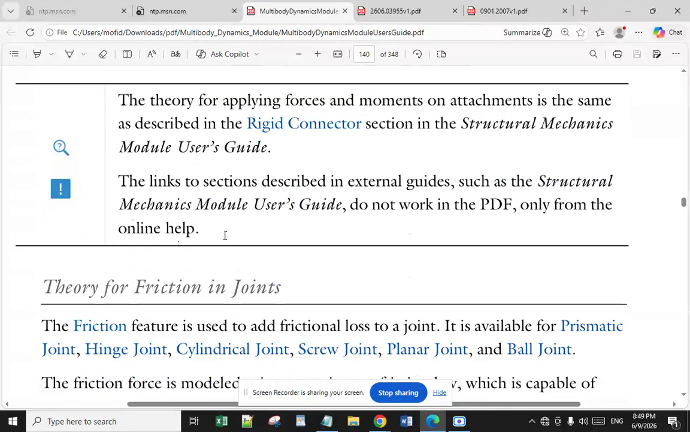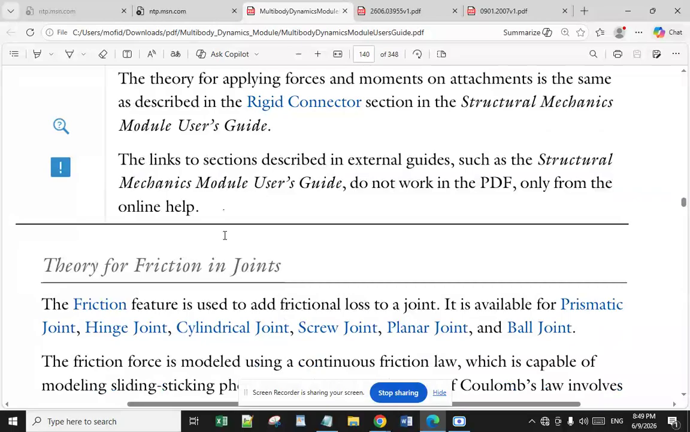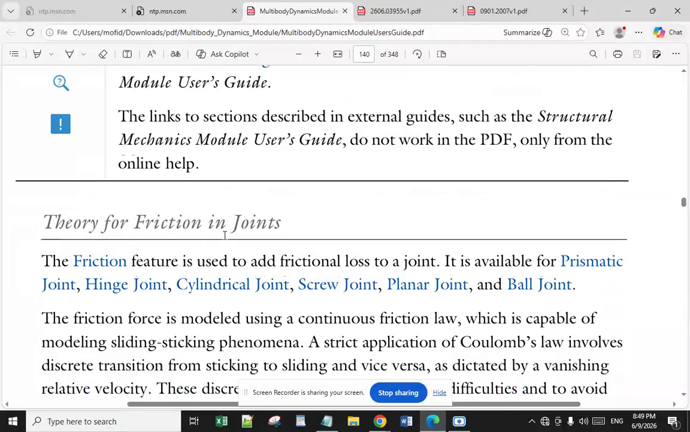The theory for applying forces and moments on the attachments is the same as described in the rigid connector section in the structural mechanics module user's guide. The links to sections that describe an external guide, such as the structural mechanics module user's guide, don't work in the PDF, only from the online help.